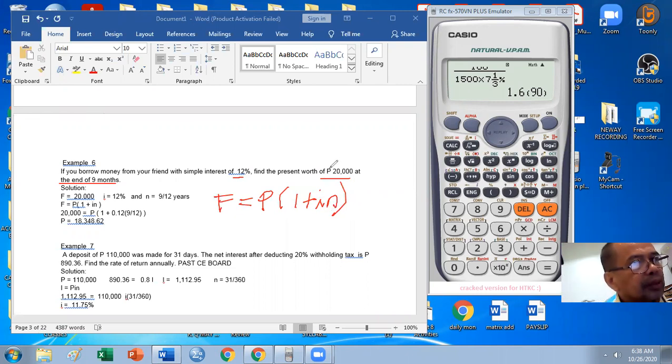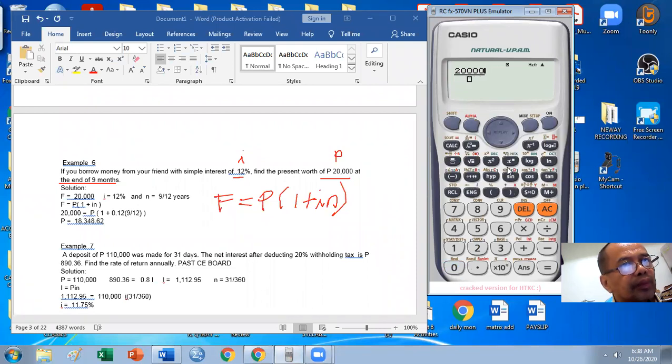Find the present worth of 20,000. This is your I, and your N is 9 months, which will be 9 over 12. So, F is P times 1 plus IN, you can solve for P. P is 20,000 divided by 1 plus 0.12 times 9 over 12. Okay, that gives you this value.